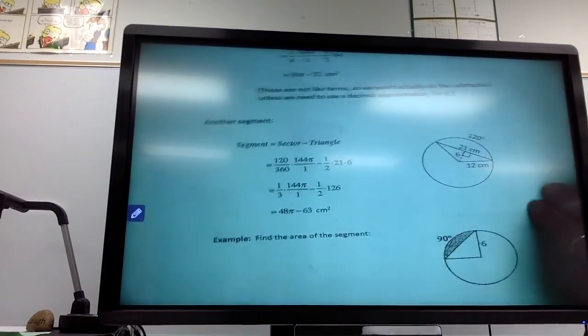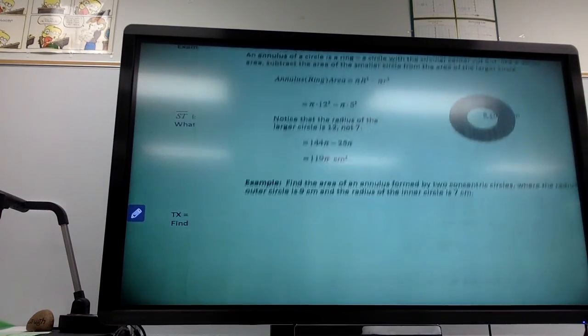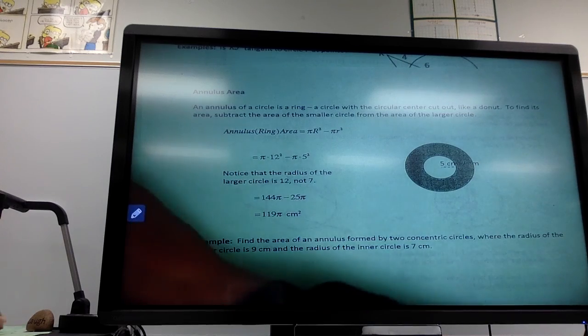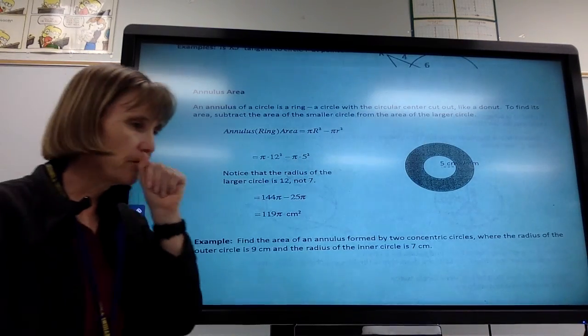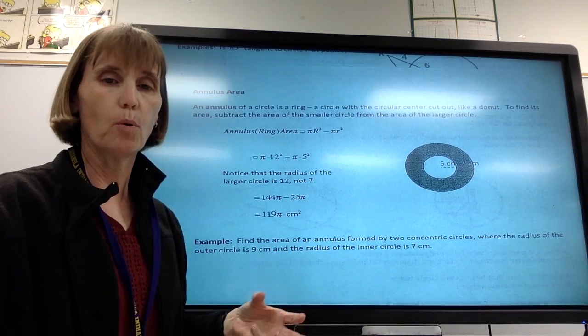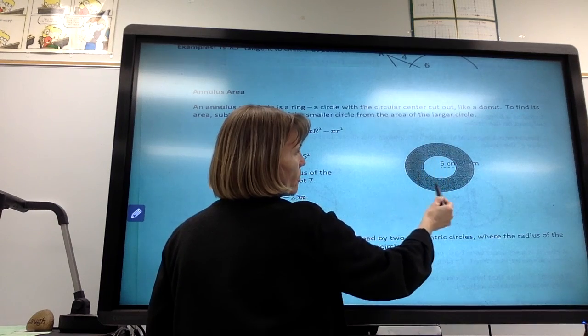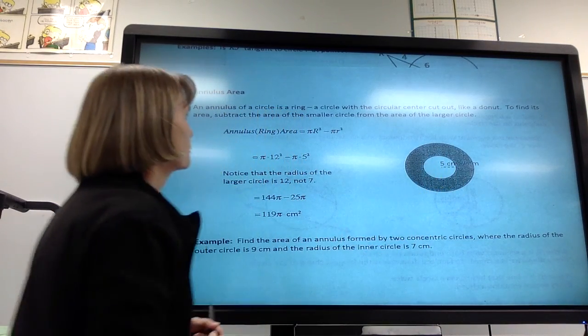Okay, and the other thing that's on your worksheet is what's called an annulus area. Think about it as a donut, or as a washer, like a bolt and a washer, this is what a washer would look like. And we're just trying to find the area of the shaded, the dark piece.